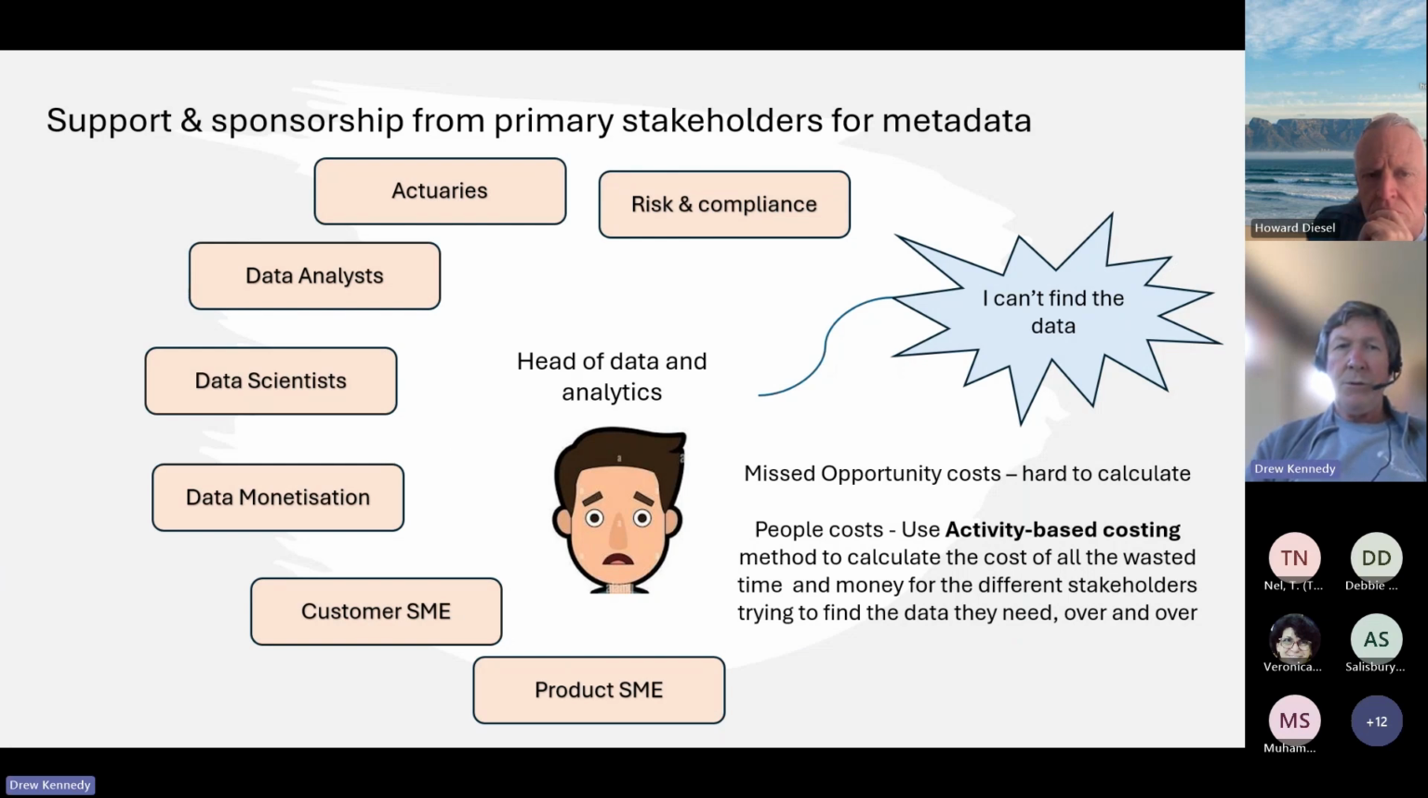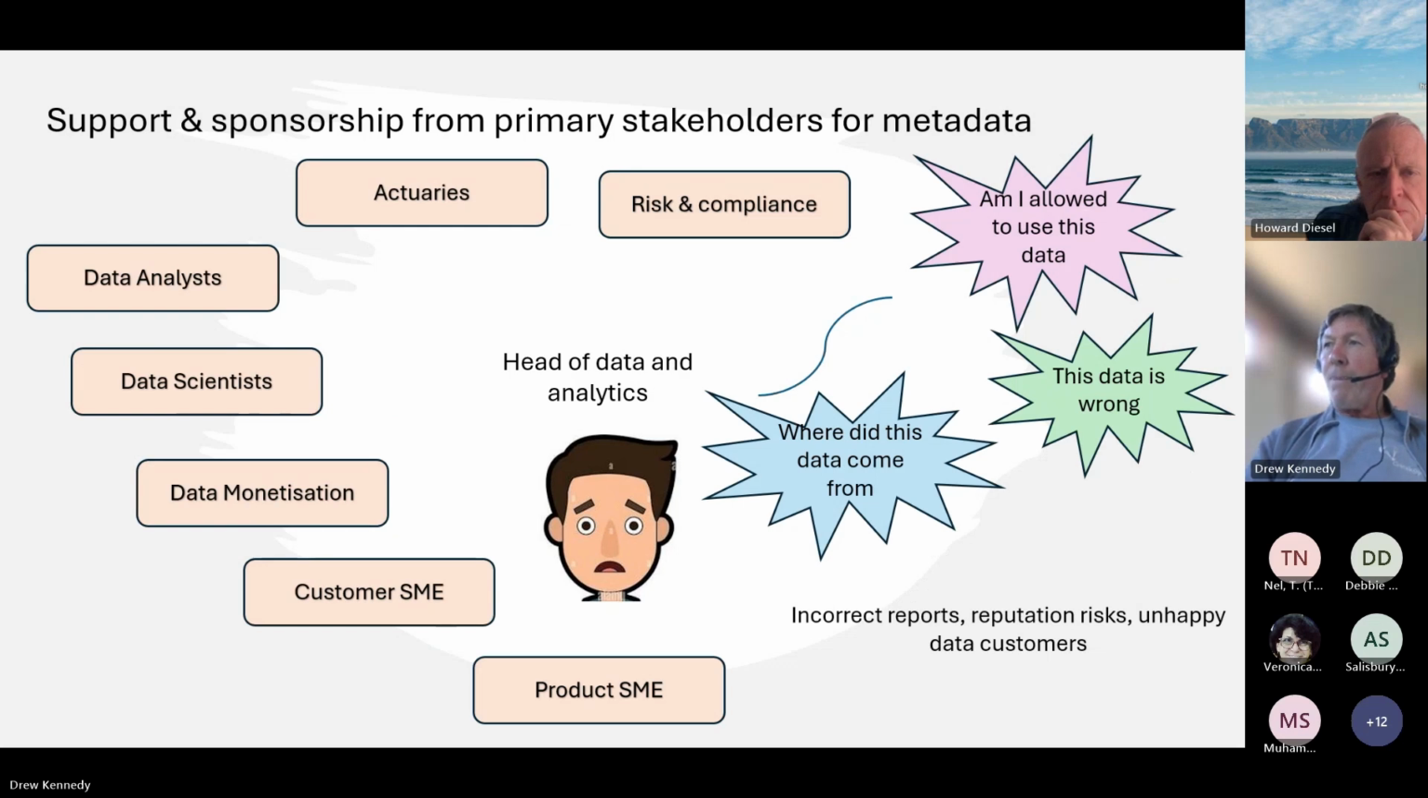When you get to the other stuff, am I allowed to use the data? The data is wrong. Where did it come from? Again, the same person has suddenly got a whole bunch of primary stakeholders and sponsors for it. The risk and compliance people, again, the actuaries, the analysts, and here it is more about incorrect reports, reputation risk, unhappy data customers. But there's a strong business case for making sure that people can find the data, they know that they're allowed to use it, they know where it came from, and they know how to get it fixed and corrected. Okay, maybe this is a little bit more of a data quality issue, but it still falls into the same place.